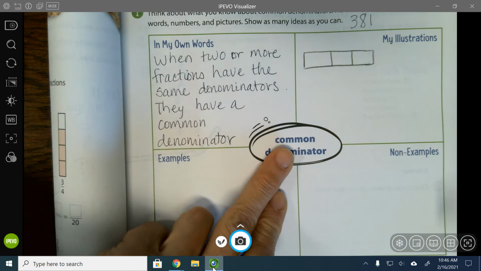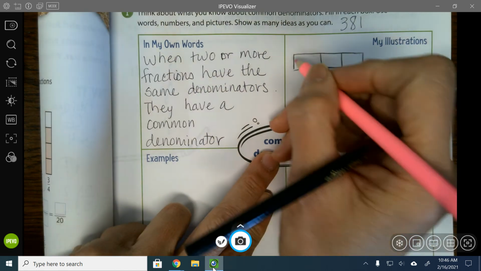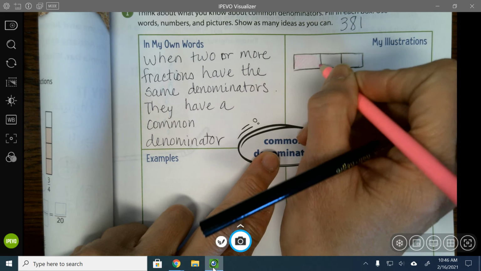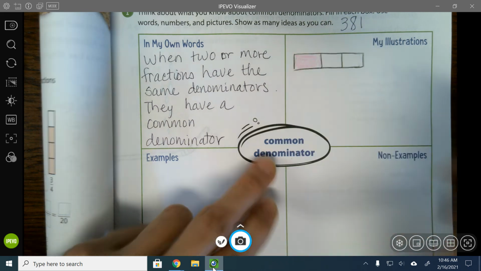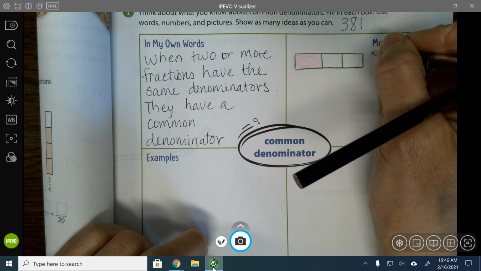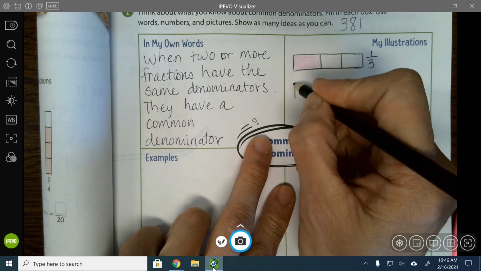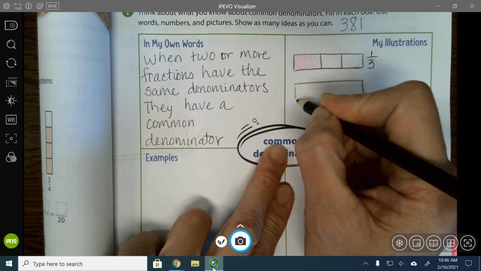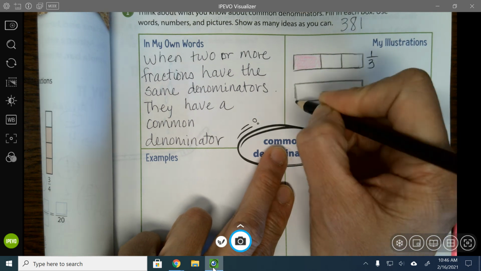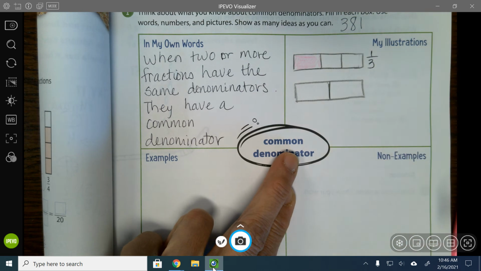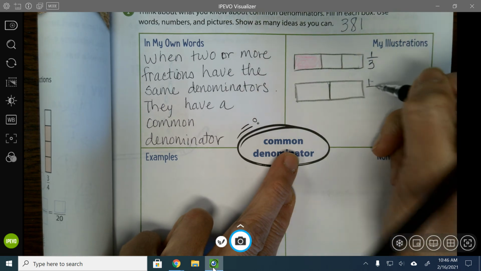So I am going to say, here comes pink. I'm going to shade the pink in to 1/3. Here's my illustration, 1/3. 1 out of 3. And I'm going to compare the next bar of fractions of a whole as well. This is my whole bar, and on this bar, I have a half. I'm comparing that with a half.